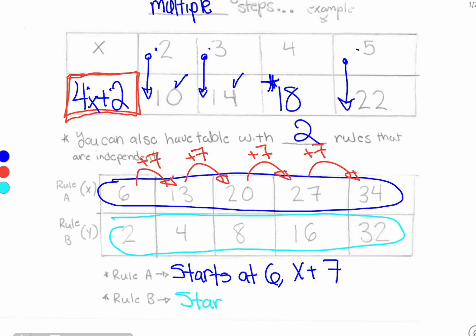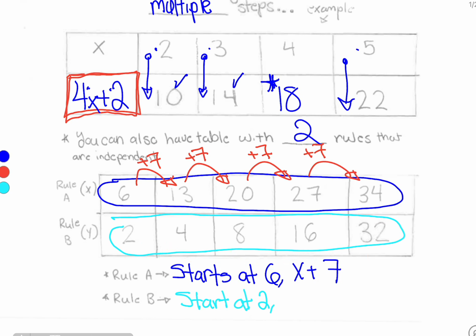Start at 2, and I see that they're going up. 2 plus 2 is 4, but 4 plus 2 is not 8, so I can't do addition. Okay, let's try multiplication. 2 times 2 is 4. 4 times 2 is 8. 8 times 2 is 16, and 16 times 2 is 32.